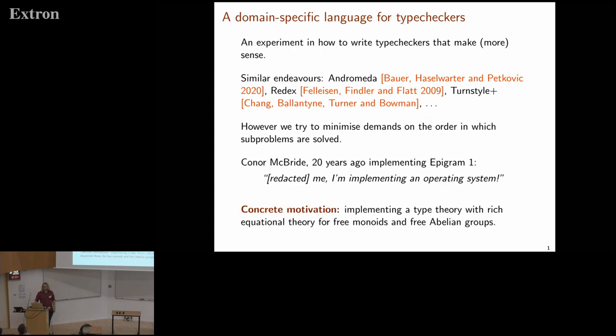We started with a concrete motivation: we wanted to implement a type theory that had a rich equational theory for free monoids, also known as lists, and free abelian groups, because we want to do dimension checking in our system, and the dimensions form a free abelian group. So we want to have these equations hold on the nose, definitionally, so that it's easy to use. That was our original motivation, but this has grown into something a little more general, perhaps. I'll show you where we are towards that specific type checker towards the end.